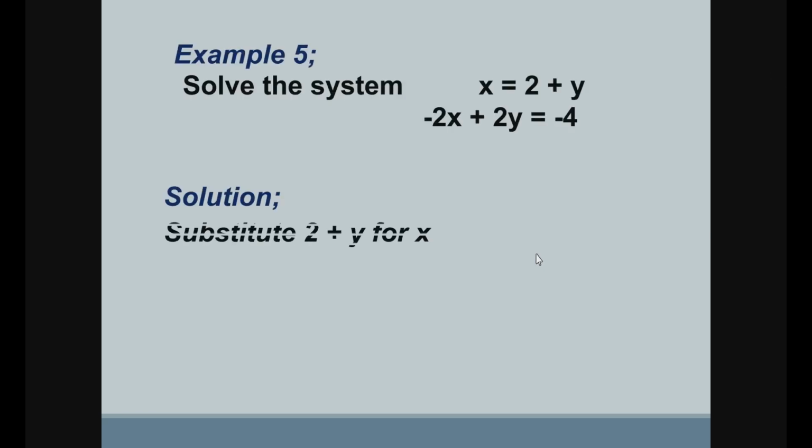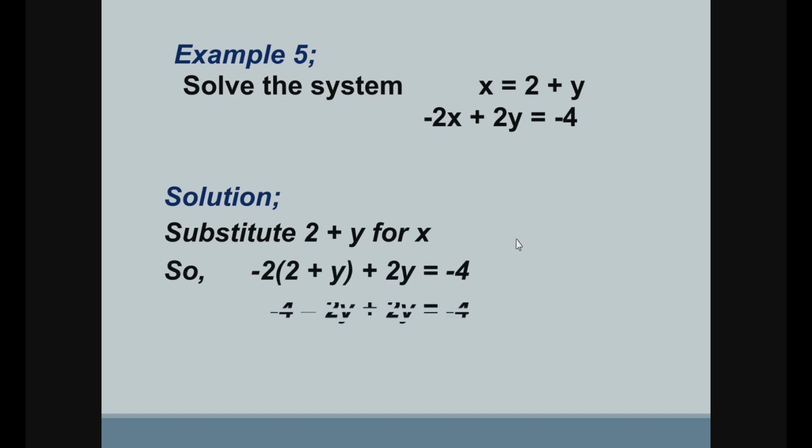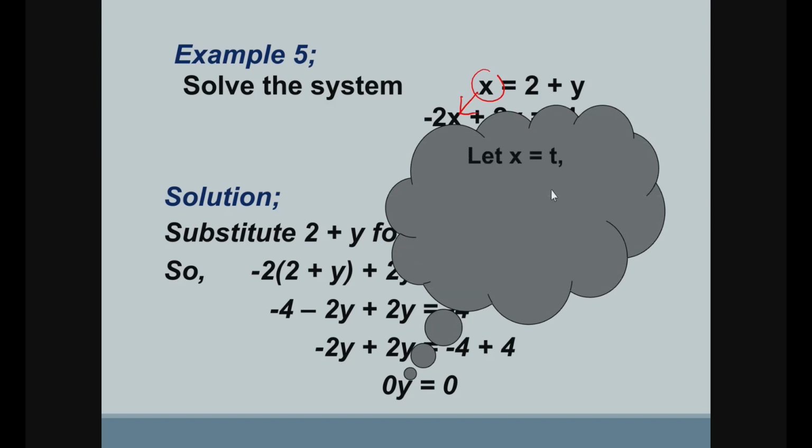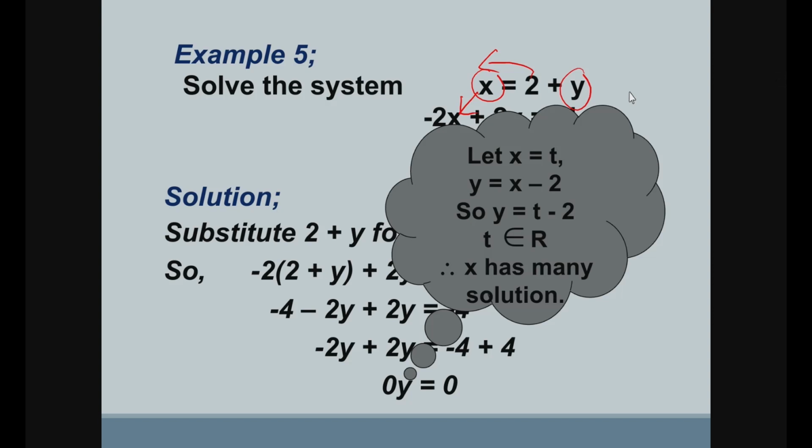In example 5, we try to solve the system of equations by substituting the value of x into the second equation, and then we get 0y equal to 0. The same thing as the example before. We let x equal to t, for example, y equal to x minus 2. Okay, so y equal to t minus 2, t an element of the real numbers. So therefore, the system has many solutions.